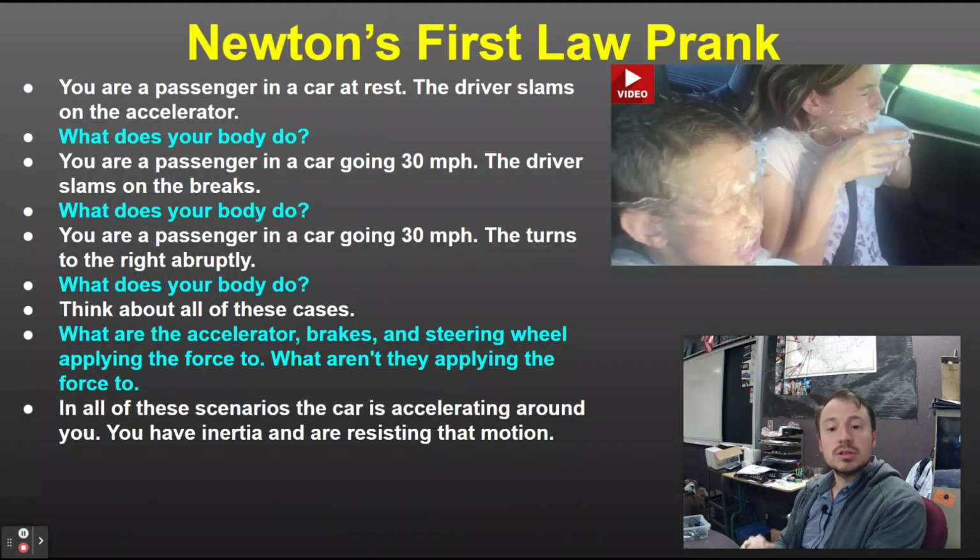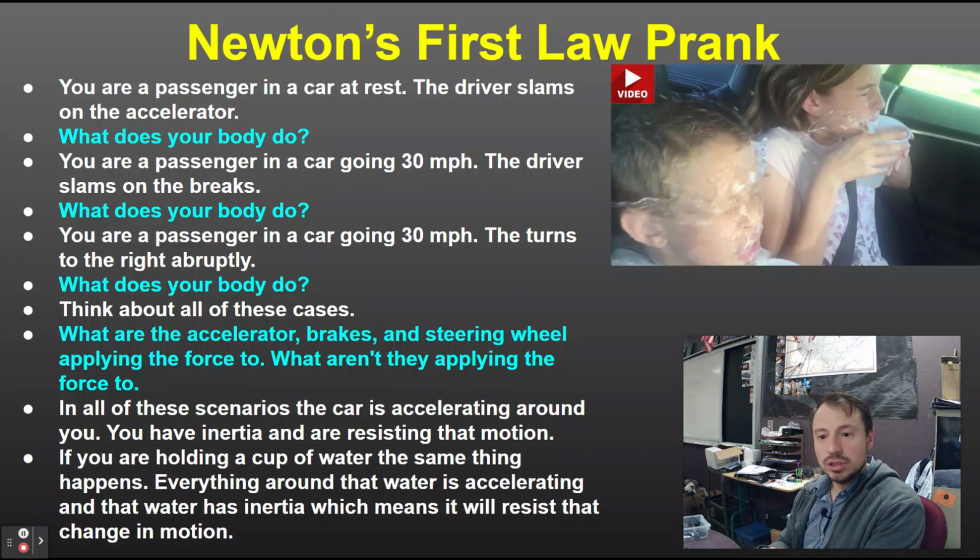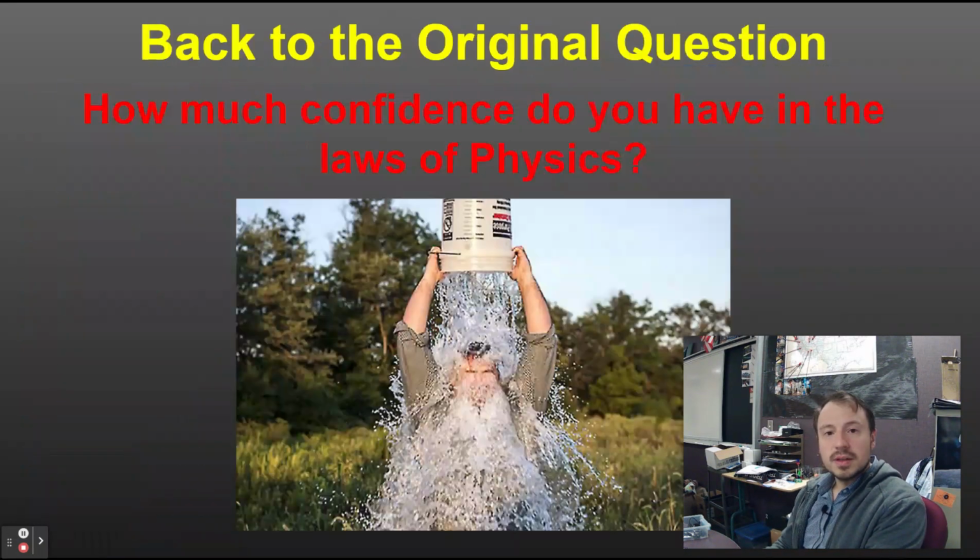So in all of these scenarios, the car is accelerating around you. You have inertia and are resisting that motion. If you're holding a cup of water, the same thing happens. Everything around that water is accelerating, and that water has inertia, which means it resists that change in motion. Essentially, someone slams on the gas pedal, the car accelerates, you don't. You continue doing what you're doing, and eventually that car seat is going to push you forward. That's why it's really hard to drink water in an accelerating car, because everything accelerates around you and you would accelerate into the water, right?